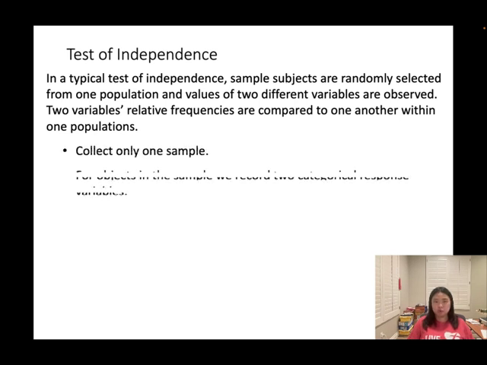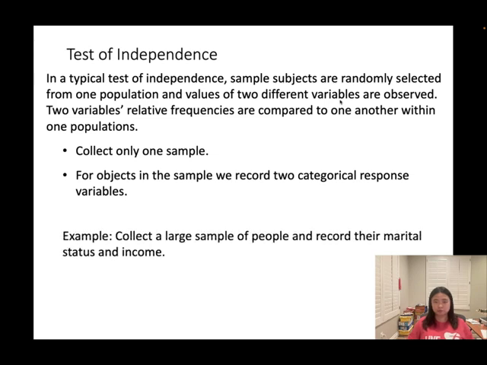So we only collect one sample. For objects in the sample, we record two categorical response variables. So keep in mind for the test of independence, we only have one sample from one population and we have more than one variable. Usually, we will have two categorical variables. Look at this example. Collect a large sample of people. So this is going to be one population. And record their marital status and income. Okay, so we have two variables, marital status and income.